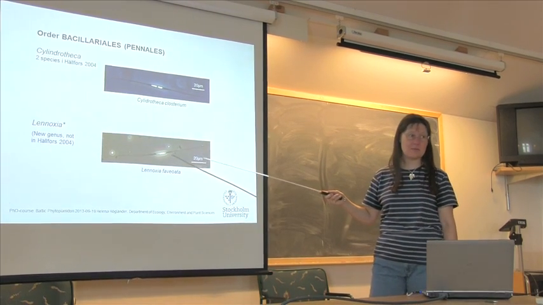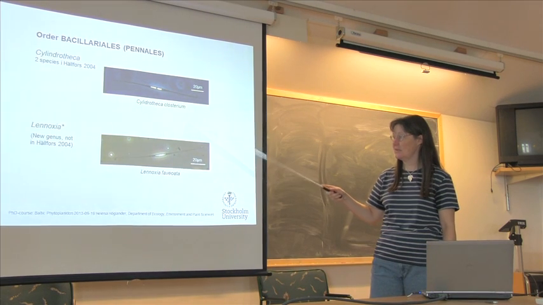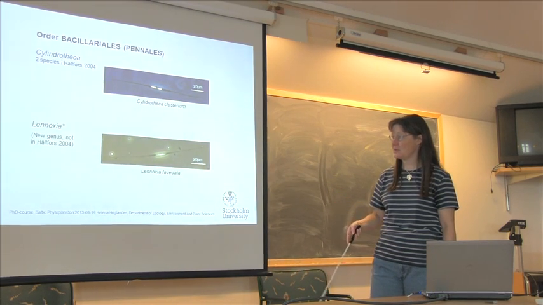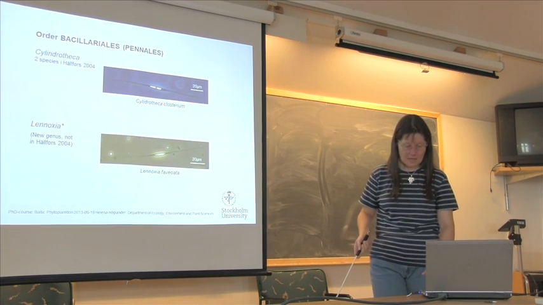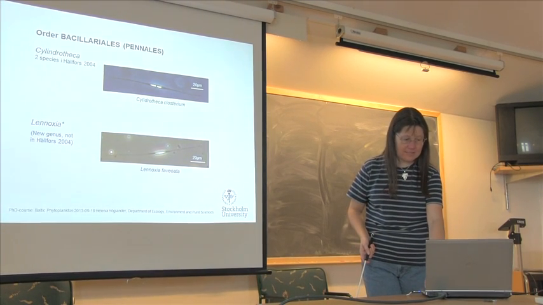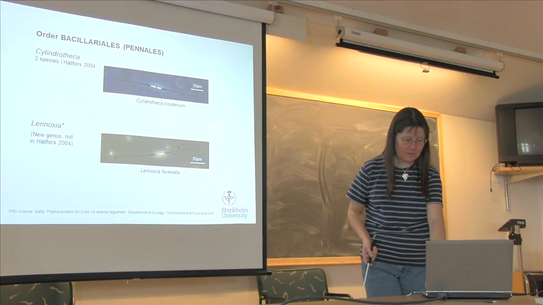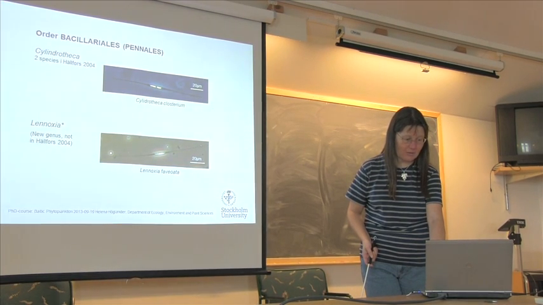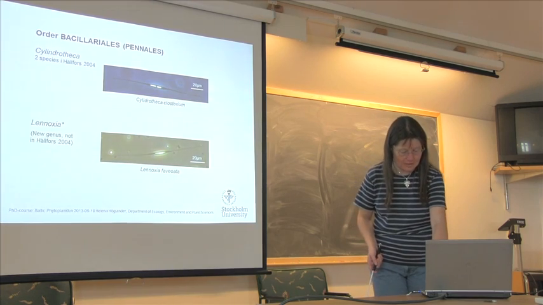So that's a way of differentiating between those genera. So the different forms, how the chloroplast is sitting, and the number of the chloroplasts can be important for identification of diatoms.